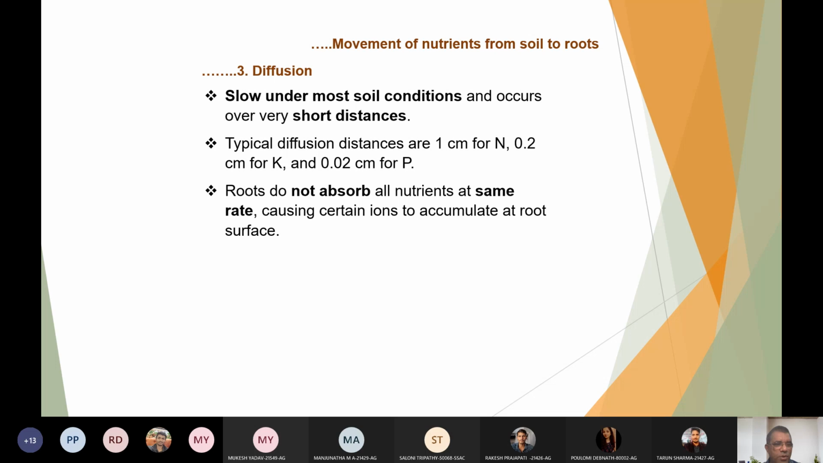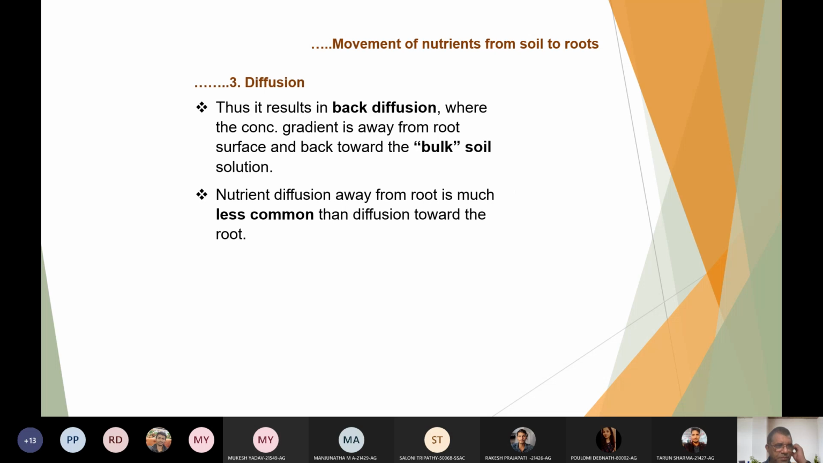Roots do not absorb all nutrients at the same rate, causing certain ions to accumulate at the root surface. So you can see some ions will reach the plant roots, but they will not be taken in. They will remain there. That way, a reverse kind of concentration gradient will be created. Now you will have more nutrient concentration on the root surface than in the soil solution. So reverse diffusion can also occur. Then the ions will move from the root surface into the soil solution. So this is also possible.